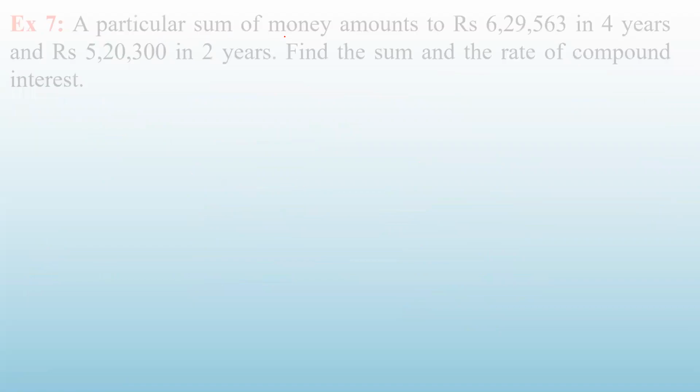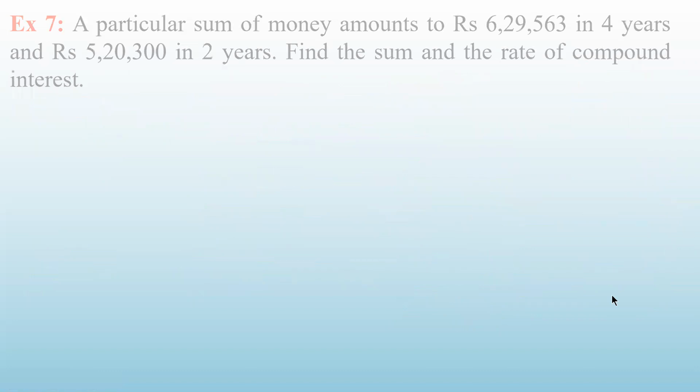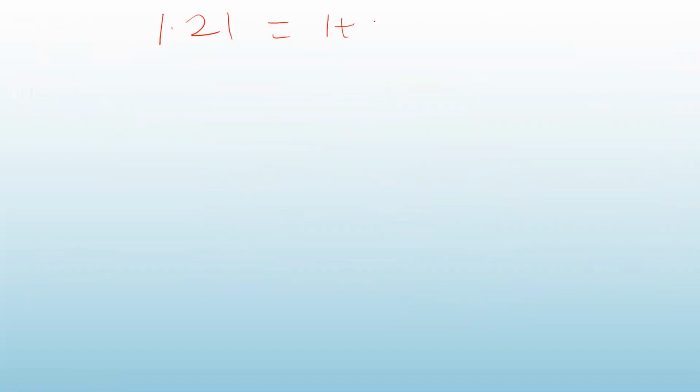I continue here, 1.21. And in the right side, P into 1 plus R upon 100. See, this P and P will get cancelled. And what you will be left with is 1 plus R upon 100. See, here the power is 4. And here the same base and the power is 2. So the powers will be subtracted. So 4 minus 2 will give you 2. Okay. So right hand side is 1 plus R upon 100 whole square.